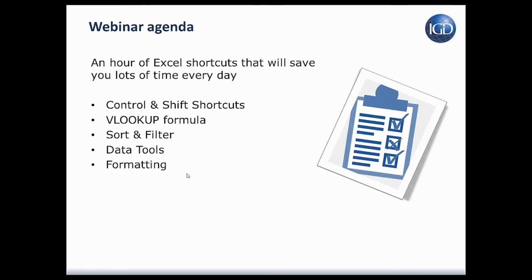Data tools for separating multiple bits of information from a single cell and making them more useful. And finally, removing duplicate data. And then the 5th area we'll look at is formatting and some quick tips to save a lot of time fiddling about with how a spreadsheet looks.